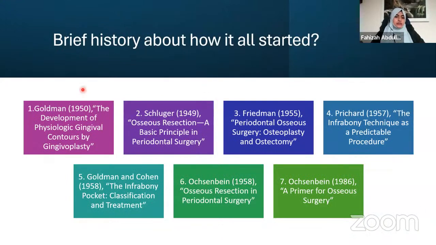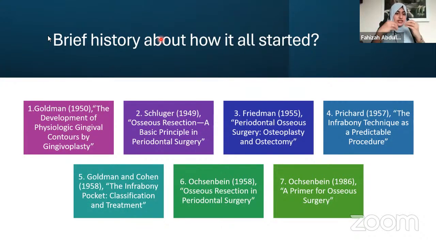Coming to the brief history, it was started by Goldman in 1950 with the development of the physiological gingival contours, probably by gingivoplasty. Then Schluger also considered osseous resection to get a nice osteoplastic contour as well. Then Friedman in 1955 told about periodontal osseous surgery, which he divided into osteoplasty as well as ostectomy procedures. And Prichard, the infrabony technique as a predictable future, and Goldman and Cohen in 1958, the intrabony pocket, which showed us the classification and the treatment for each kind of defect.